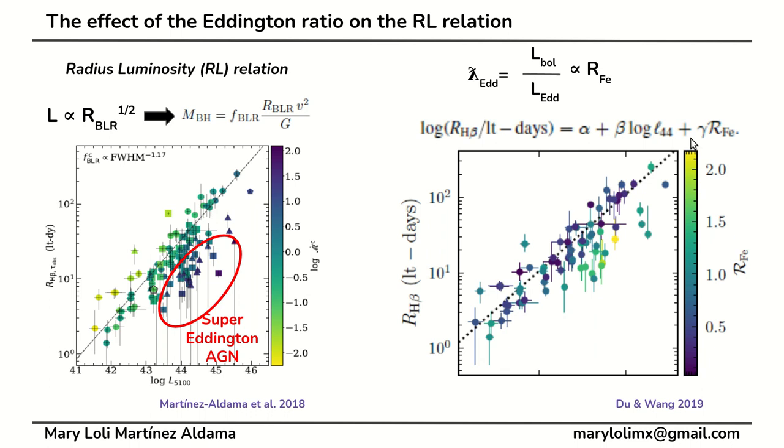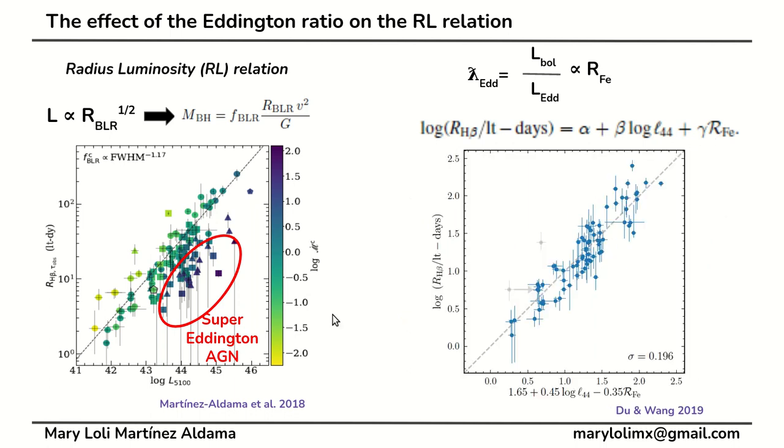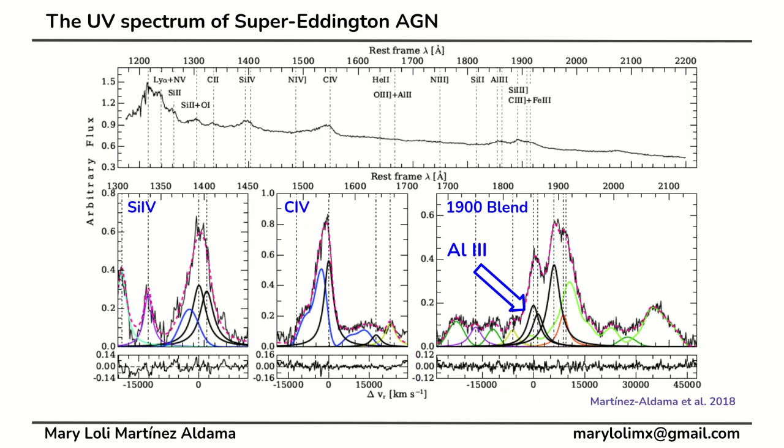So if we perform everything in a multi-component fitting with the size of the broad line region, luminosity, and also the intensity of the Fe2, we will be able to recover the classical radius-luminosity relation. And as I told you, it is quite crucial for a good determination of the black hole mass.